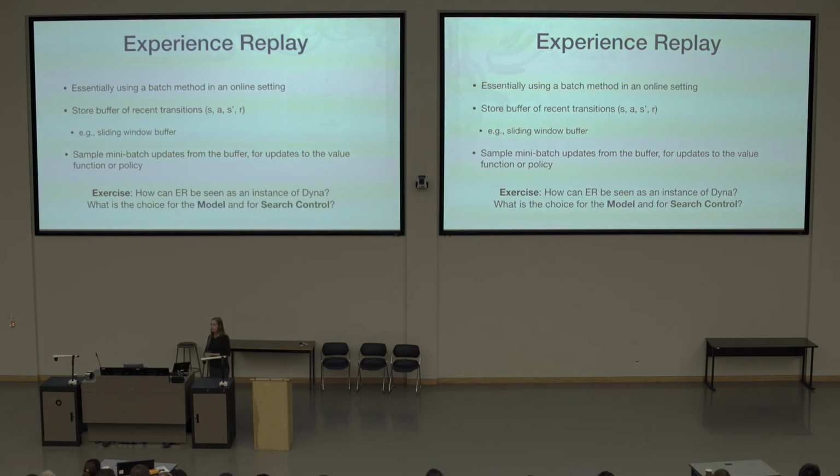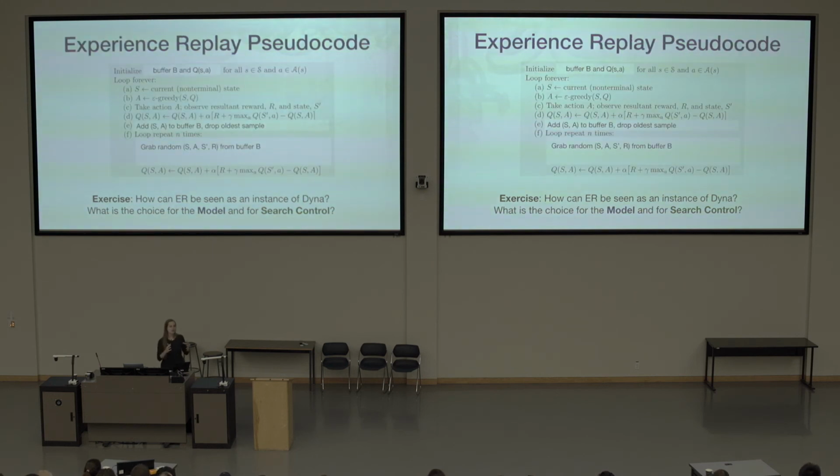So I'm going to ask you guys the question, how can we think of ER as an instance of Dyna? And what that really means is, what is the model and what is the search control? And just to make this a bit more concrete, I have taken the DynaQ pseudocode, I have removed parts and kind of told you what the ER algorithm would look like. So here you're going to have a buffer, B, and now we're going to add the entire transition to the buffer B here, so S, A, S prime, and R. Drop the oldest sample.